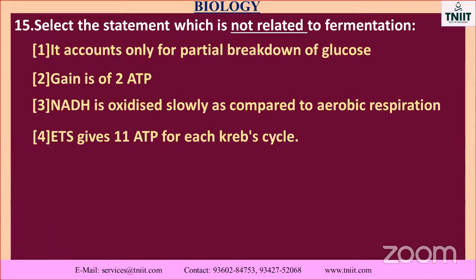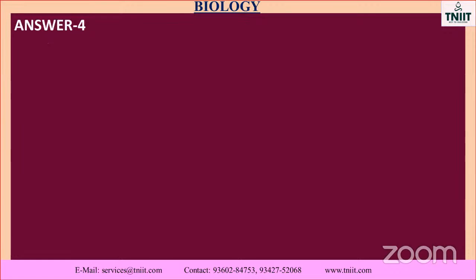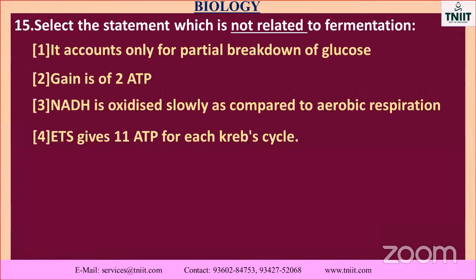Yes, select the statement which is not related to the fermentation process. Okay, here it accounts only for the partial breakdown of glucose. Gain of ATP. NADH oxidizes slowly as compared to aerobic respiration. ETS gives 11 ATP for each Krebs cycle. So which one is the correct one? You know, the fourth one is the not related statement. These are the 3 related ones. This one is not related.